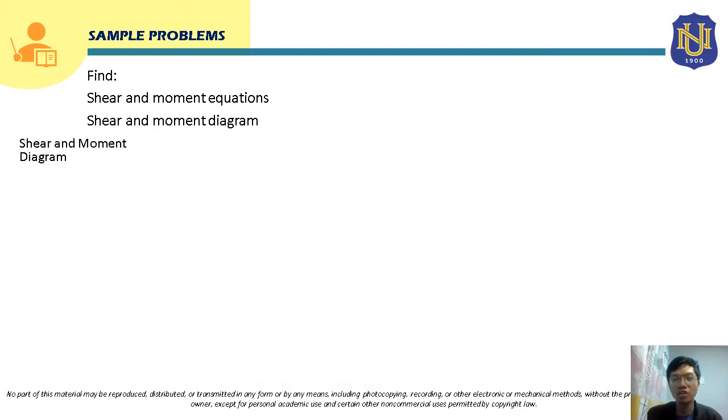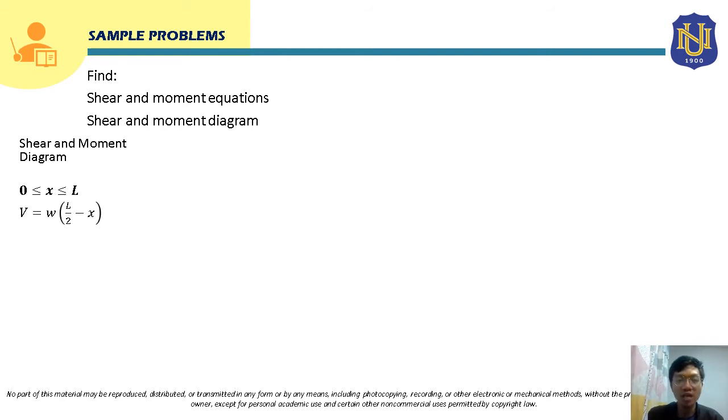Okay, so for the shear and moment diagram, class, it can be obtained by plotting the equations for shear and moment. We are going to use the shear and moment equations that we just derived from the previous slide. These equations can be applied at any distance x from 0 to L, since that is the length of the segment of the beam that we considered.